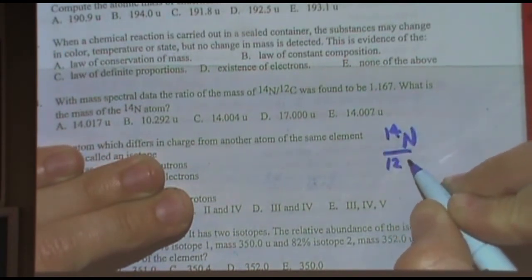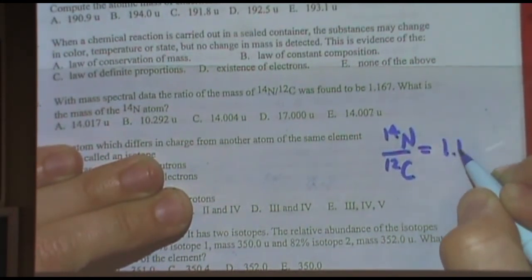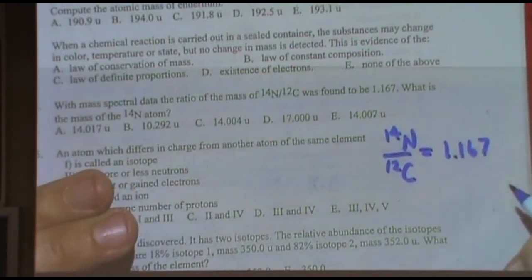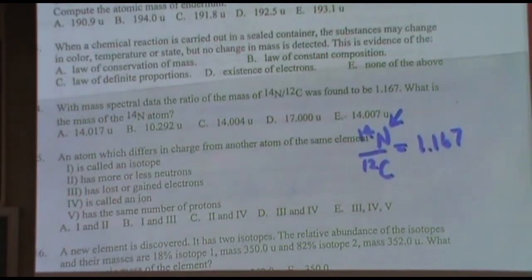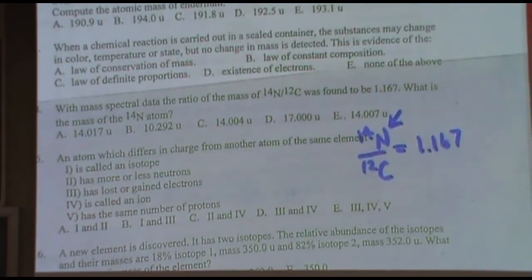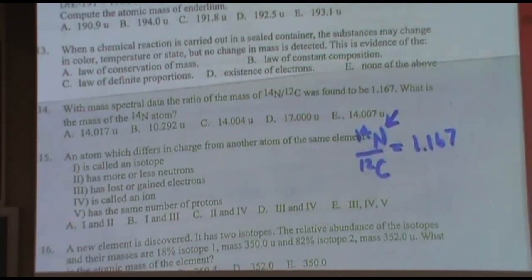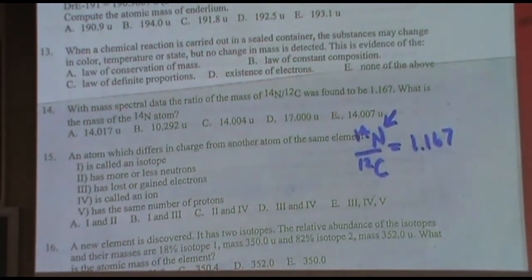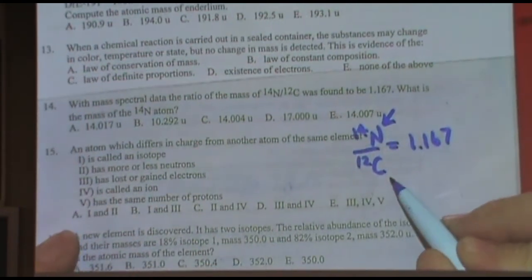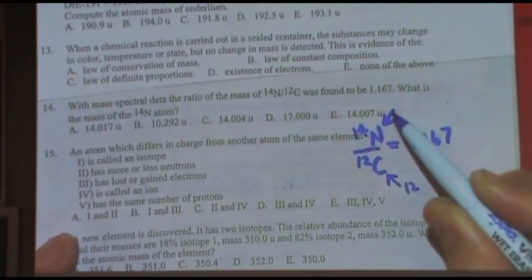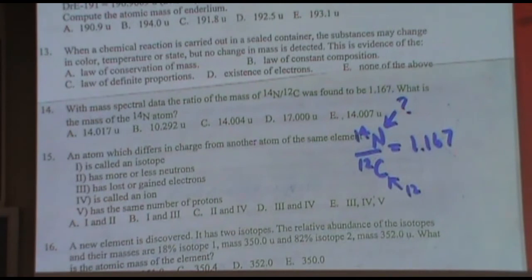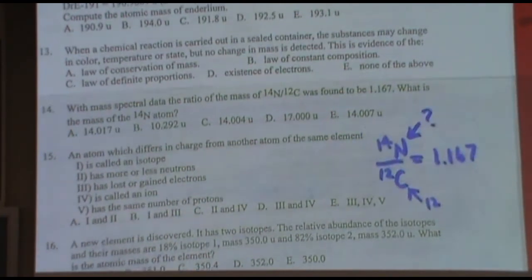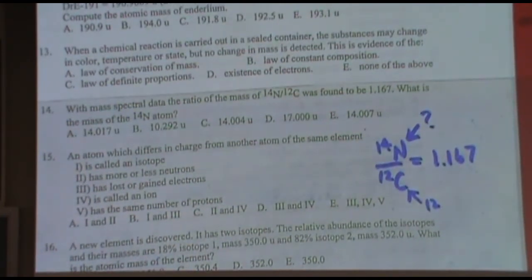N14 to carbon 12 found to be a ratio of 1.167. Okay. I want to know this number. Its mass. Does anybody remember way back when we did isotopes, what atom was the reference atom? Carbon 12. Perfect. What was its reference mass? 12. That number is 12. That's unknown. Cross multiply. 12 times 1.167. Cool. Next.